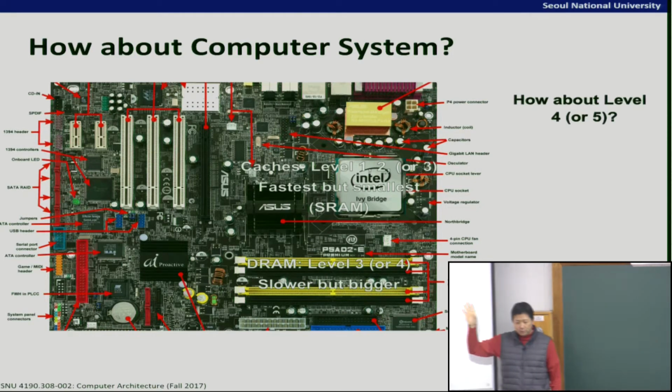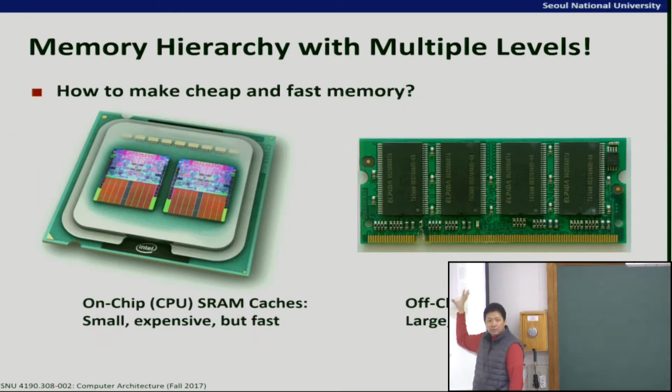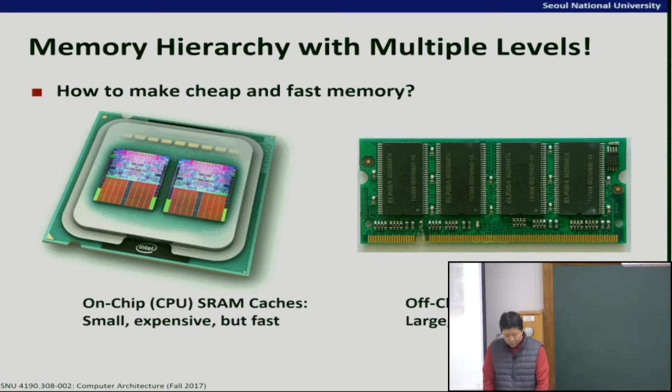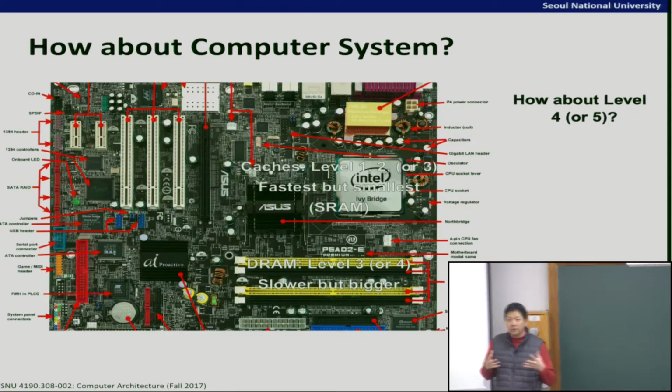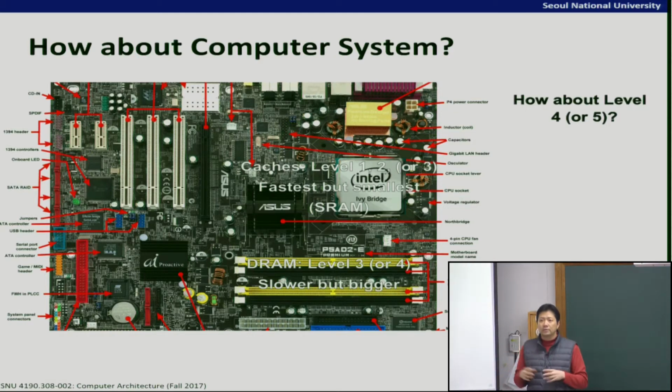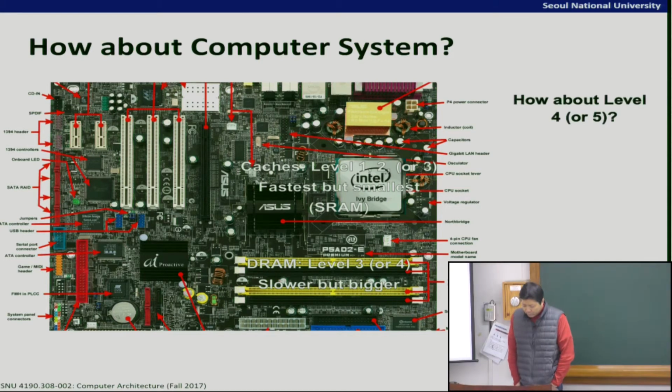A few slides ago, this one is the DIMM, a DRAM DIMM, a memory module. You put these in this slot. Today's mainstream memory device is DDR4, double data rate synchronous DRAM. So this is the DDR4 slot. You put those DIMMs there, and they serve as either level 3 or level 4, depending on how many levels you have on the CPU chip. It's slower but much bigger than on-chip SRAM.